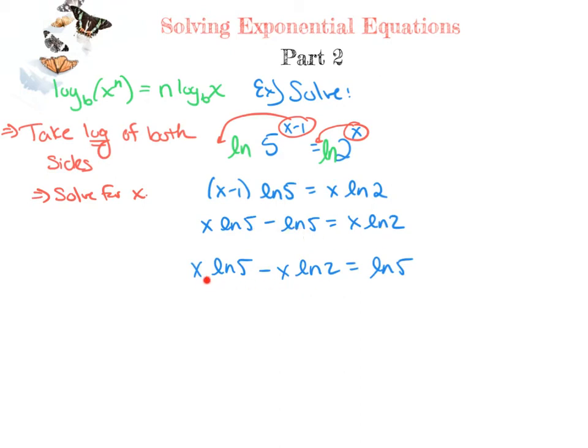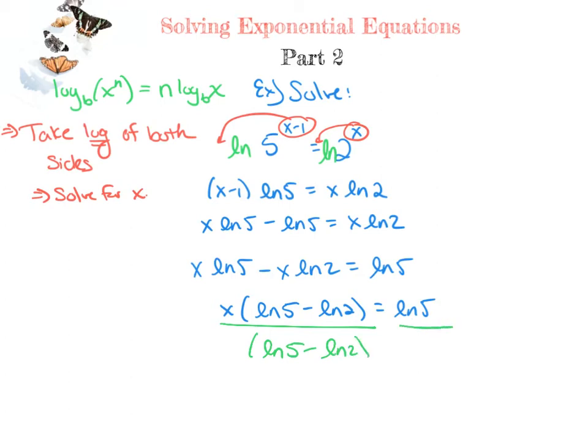Now everything on the left-hand side has an x, so we can treat that like a common factor and factor it out. x times (ln of 5 minus ln of 2) equals ln of 5. Now ln of 5 and ln of 2 are just decimals. This is just a constant. We wanted to isolate the x, so we'll divide both sides by those parentheses, ln of 5 minus ln of 2, on both sides. So our final answer will be x equals ln of 5 divided by (ln of 5 minus ln of 2).